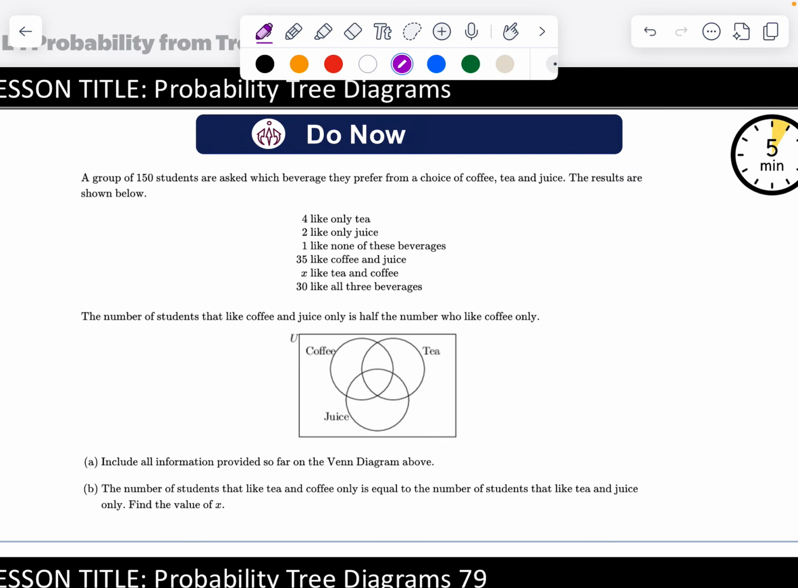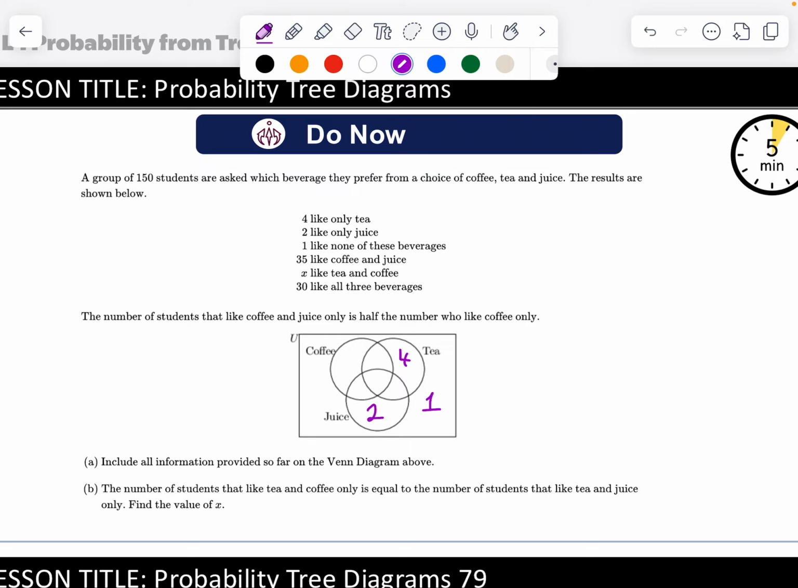So here we have 150 students and they're asked which beverage they like, coffee, tea or juice. And then the following come in. So if we fill in as we go, 4 like only tea, so we can put that in that section. 2 only like juice. 1 doesn't like any of the beverages. Then it says 35 like coffee and juice.